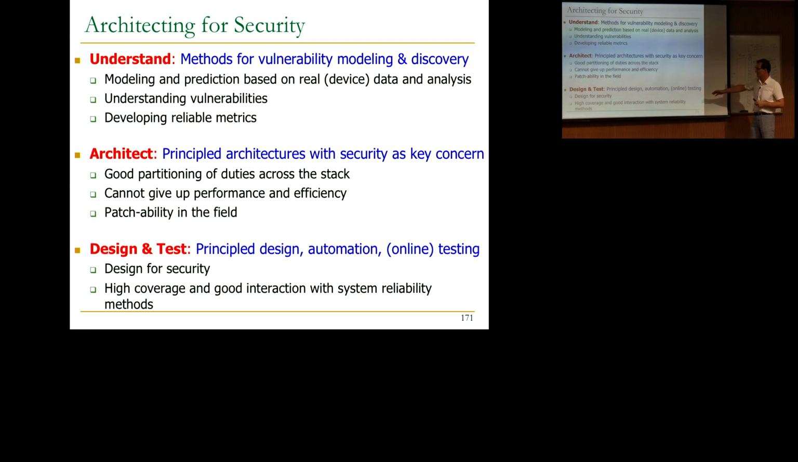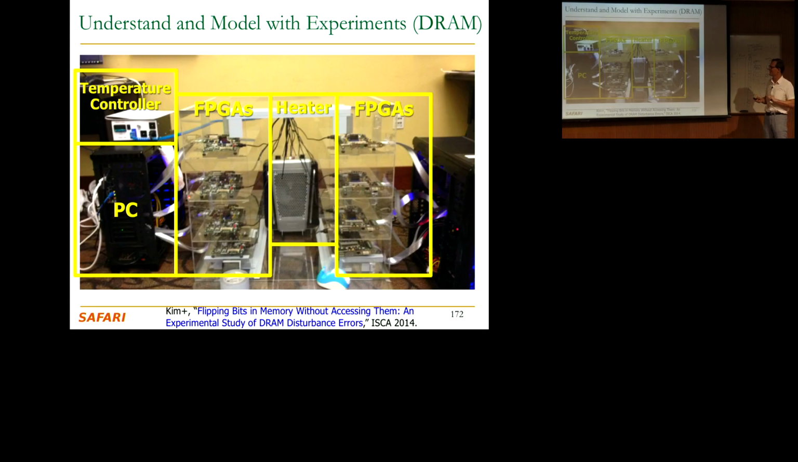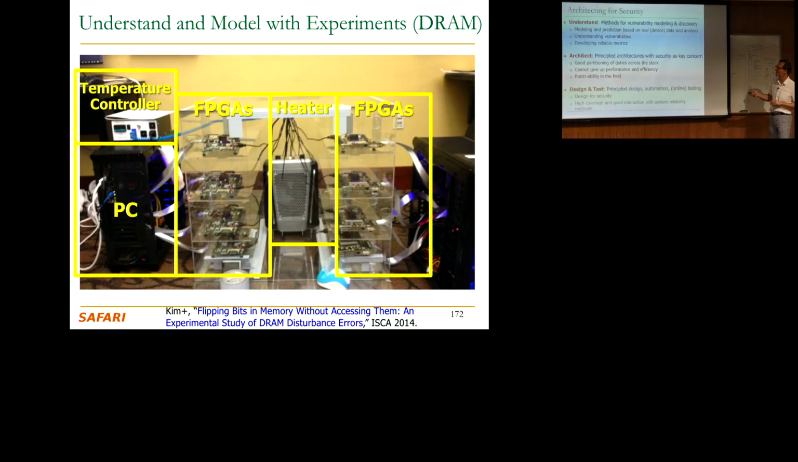And I think online testing is really important, but we need to develop methods for design and automation also. And these testing mechanisms need to be high coverage, and they need to have good interaction with other system reliability methods. We can talk more about this, but this is where I'm going to stop in this slide at least.